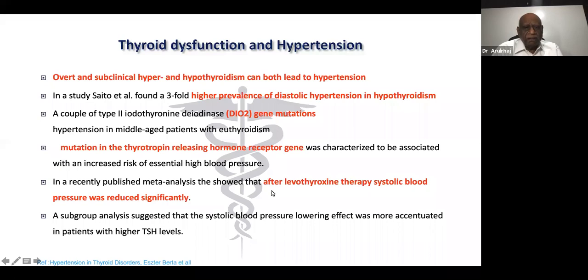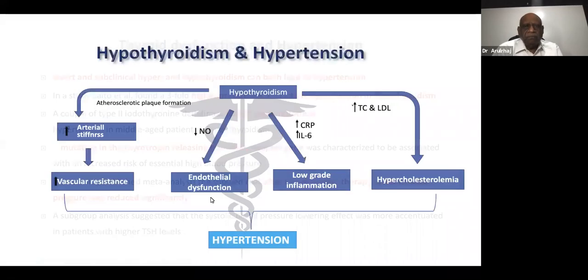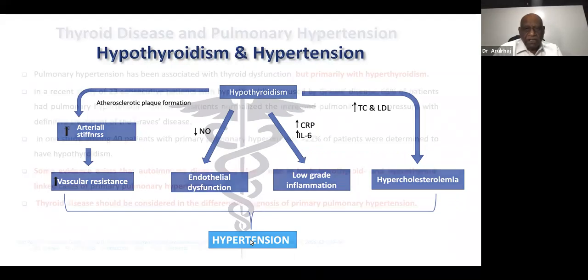After levothyroxine, systolic blood pressure is very much under control. This is the effect of thyroid on hypertension. Hypothyroidism directly acts on the vessel wall, increases the stiffness and resistance, and it acts on the endothelium and causes an endothelial dysfunction and low-grade inflammation, and combined with hypercholesterolemia it causes hypertension.